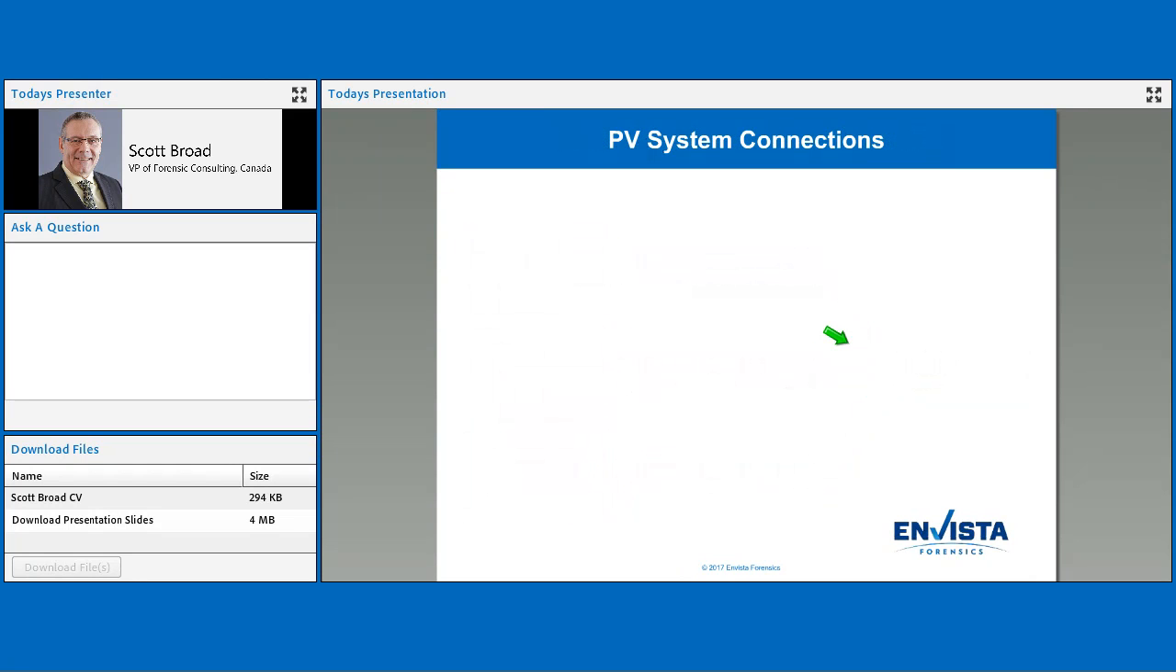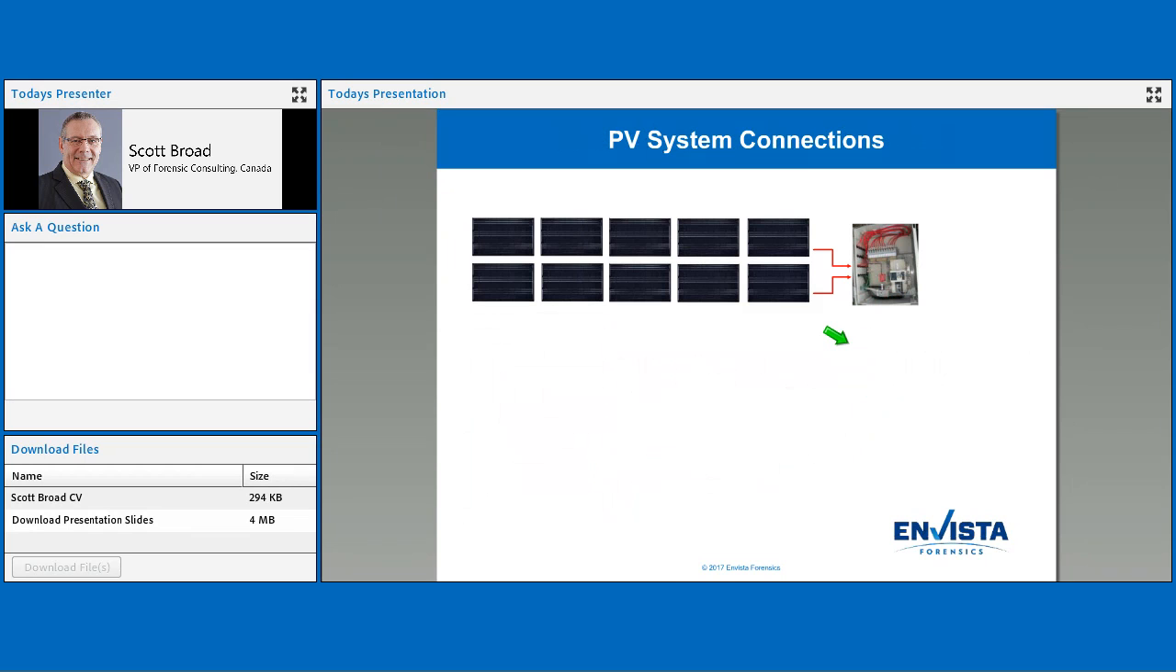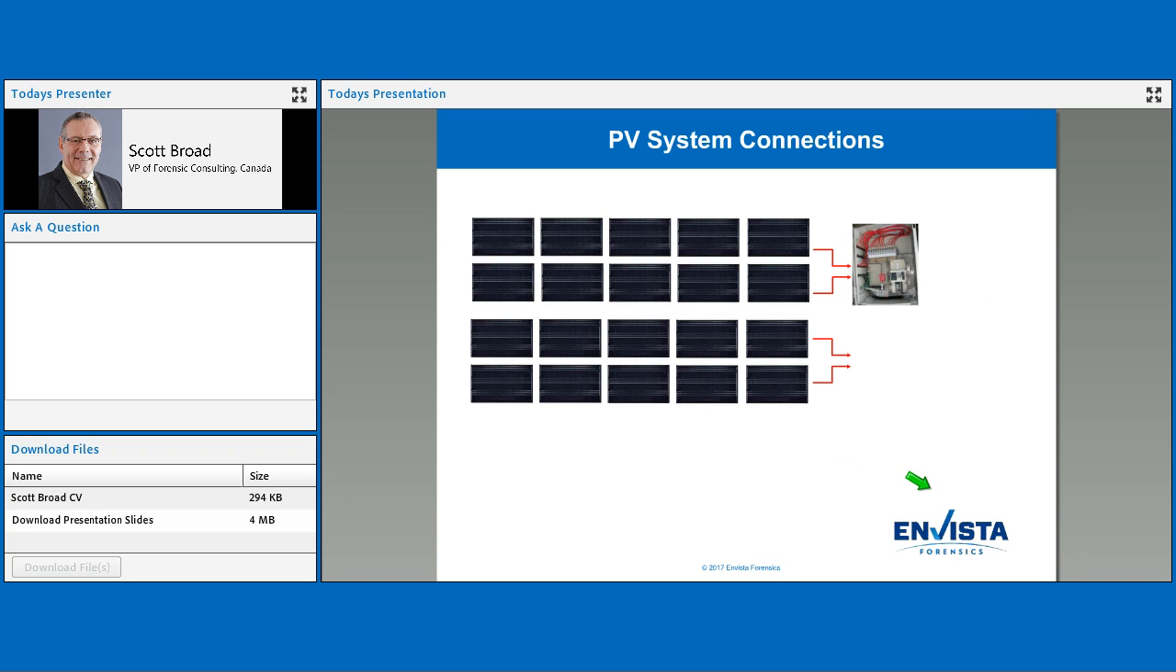So to continue, this is a string, and we talked about the way they connect on a rooftop. These strings all connect in what we call a combiner box, and each one of these red cables that you see connected up here is a string. So all of these strings connect together, and the power from this box goes out.